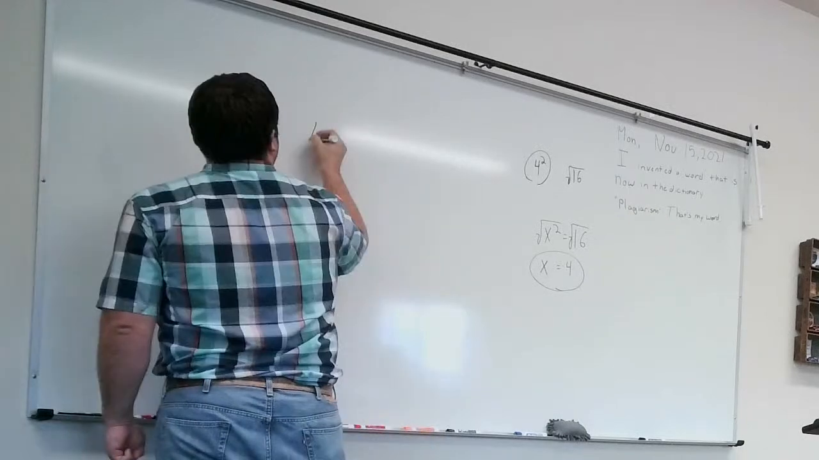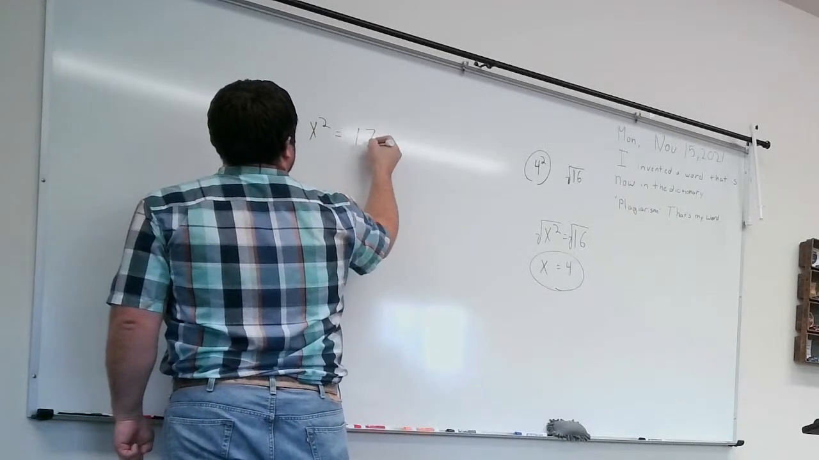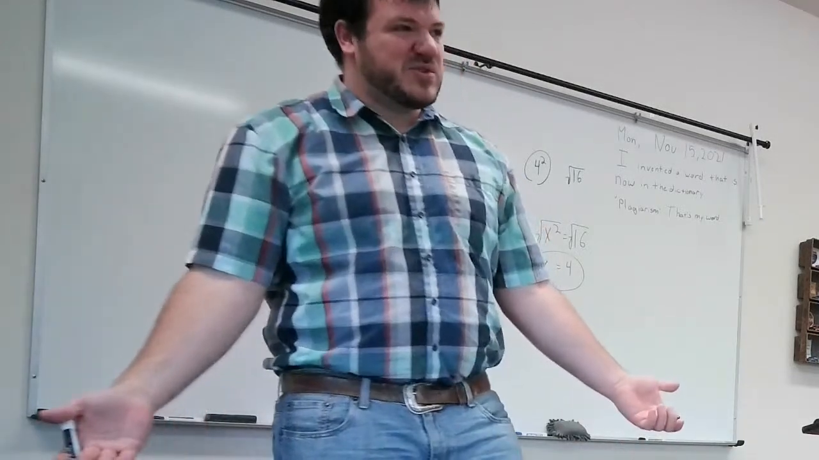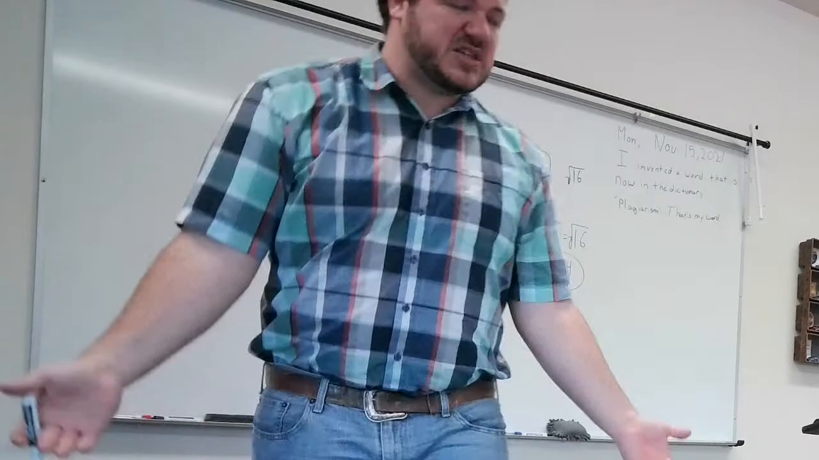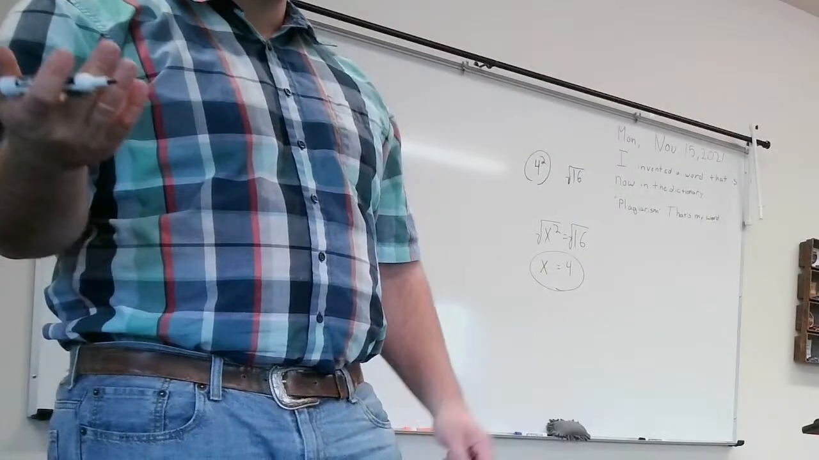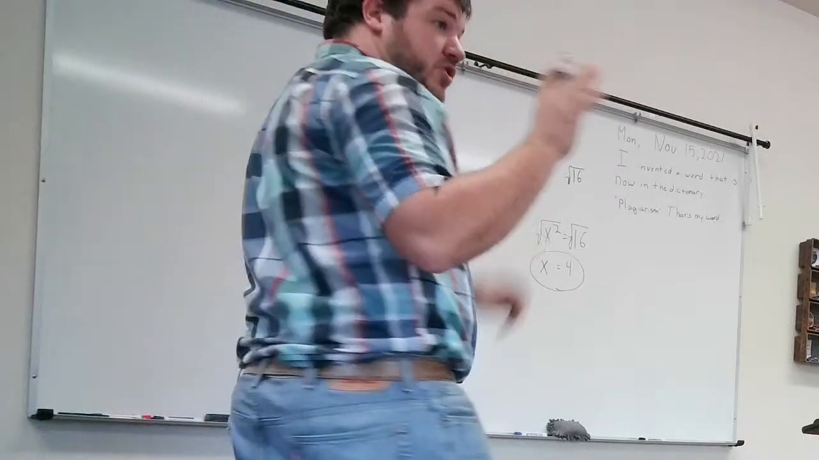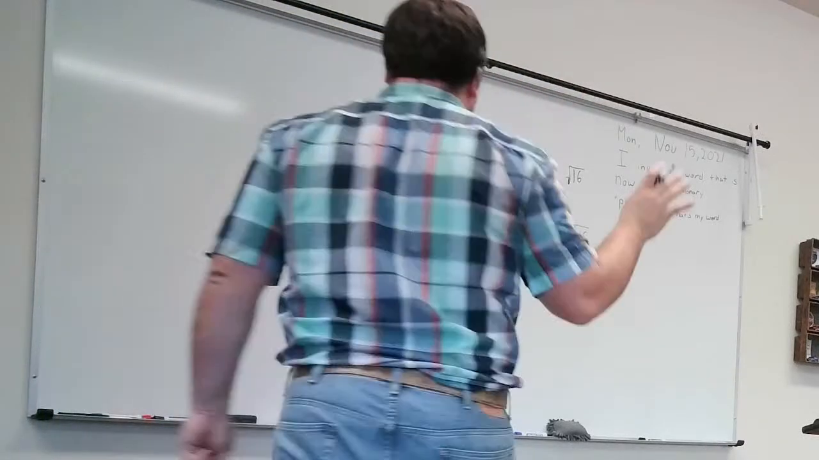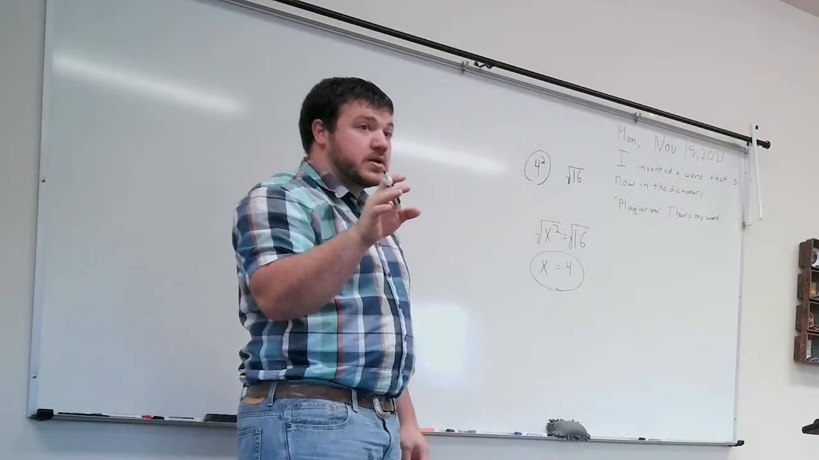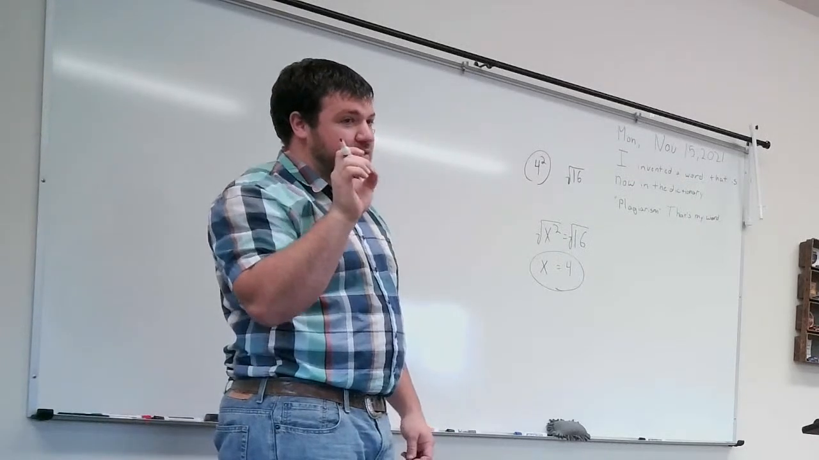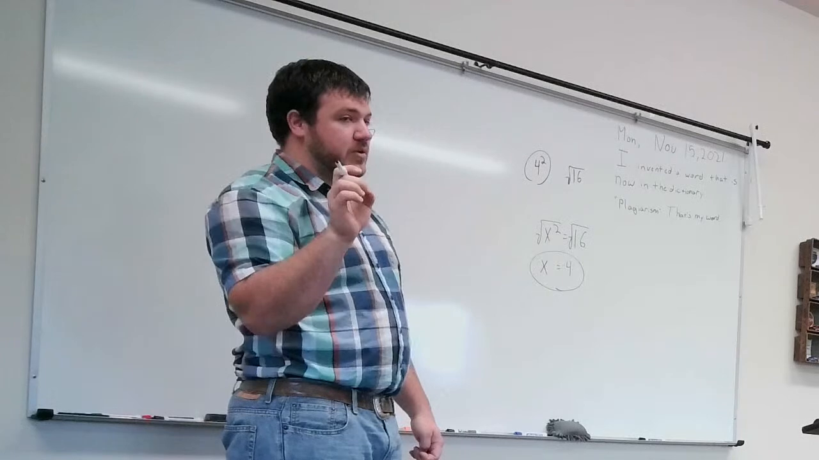X squared equals 17. You can't root 17. I mean, you can get an approximation. Not really, to make it easy. So what you do, because we're cheating, you're not going to come up with the exact real number. You don't even have to round.